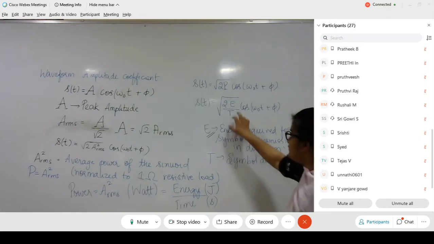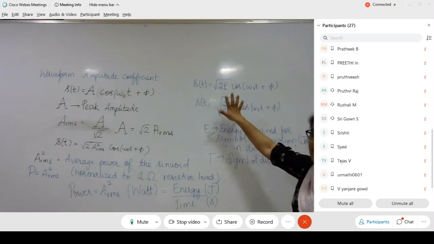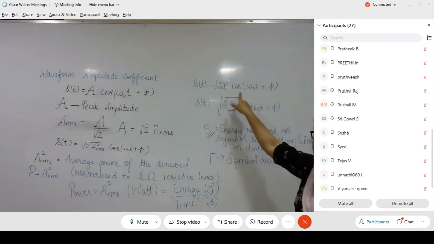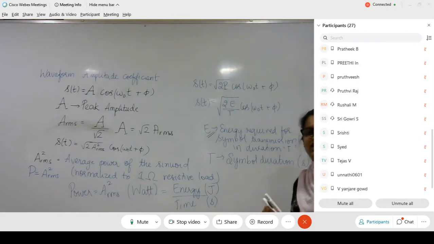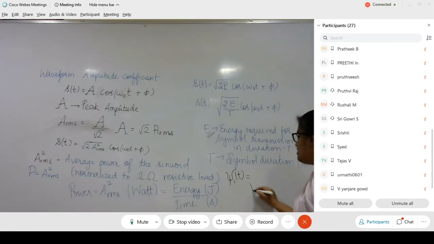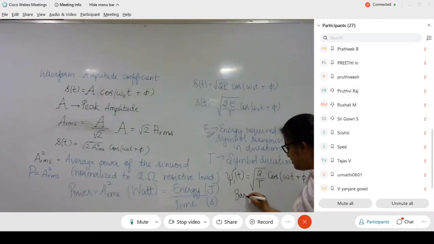For that purpose, we are going to represent the amplitudes of each and every symbol with the representation under the root 2E by T, in order to normalize the basis functions that we are using. Normally, the normalized basis functions are given with the amplitude under the root 2 by T. This will be the amplitude of the basis function with cos or sin omega t plus phi. Such a representation is meant for a normalized basis function.